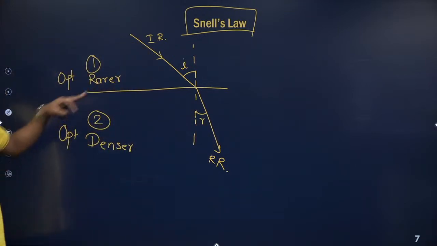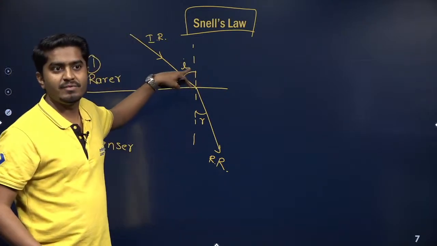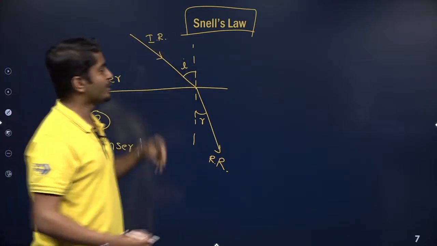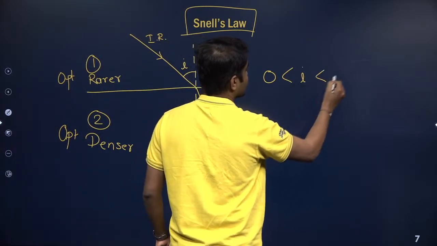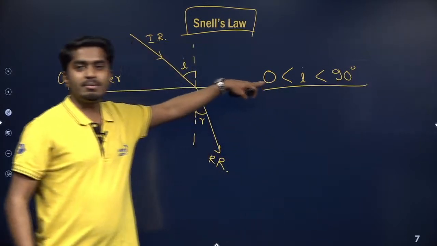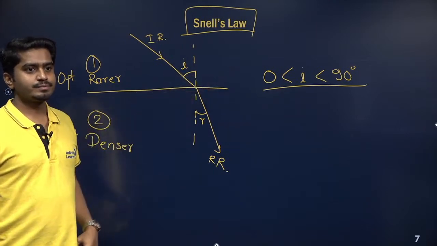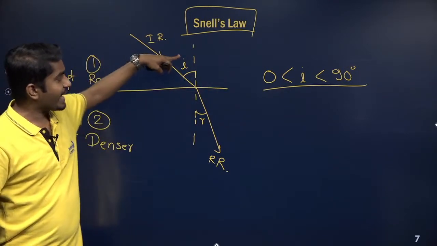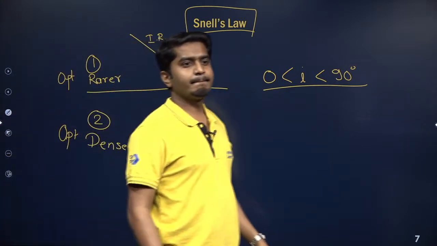Correct? So now I told you one question. What is the minimum and maximum value of i for Snell's law? So the minimum value is 0 and the maximum value is 90. Can you tell me why the minimum angle should be greater than 0? If, let's say, the angle of incidence is 0, will there be any bending of light?